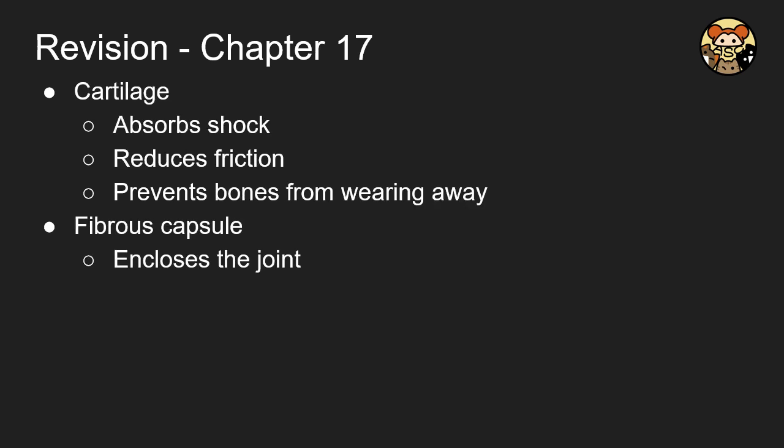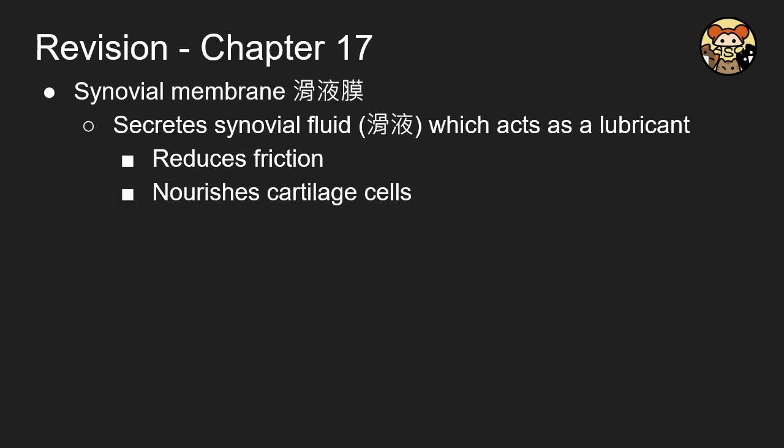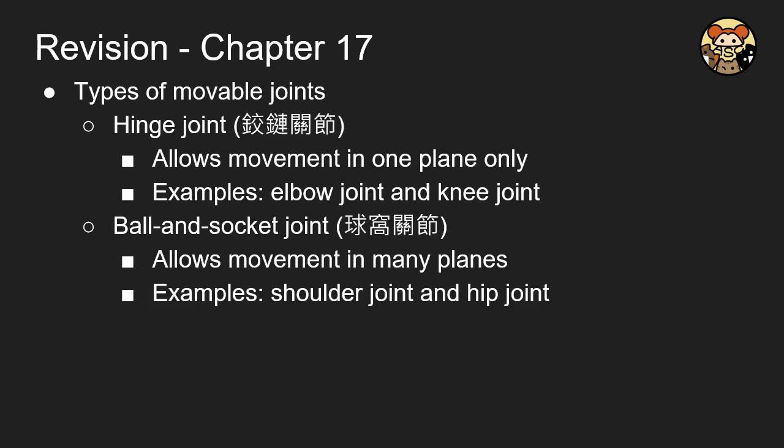And the cartilage, which is similar to what was previously discussed, is to absorb shock, reduce friction and prevent the bones from wearing. And the fibrous capsule is to enclose the joint. And the synovial membrane secretes the synovial fluid, which serves as a lubricant to reduce friction and nourish the cartilage cells. And there will be two types of joints in our curriculum.